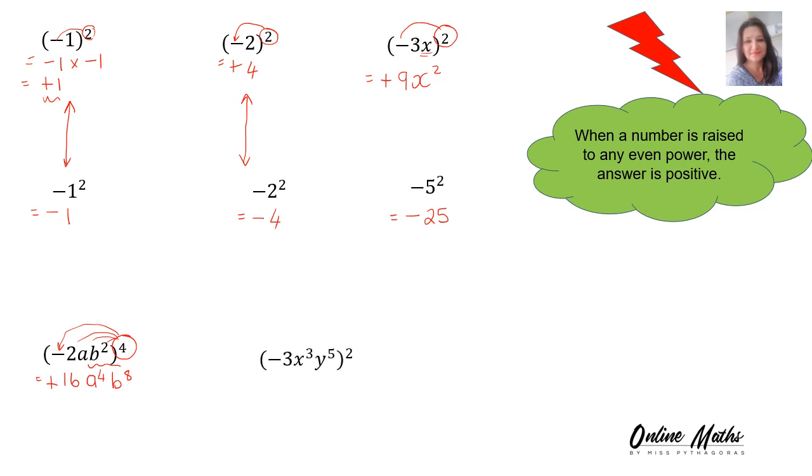And then this one, again, this is an even power, so the even power will change the minus into a positive, and then every term has to be raised to the power of 2. Therefore, 3 squared is 9. On x, you will say 3 times 2 is x to the 6, and on y, 5 times 2 is 10.